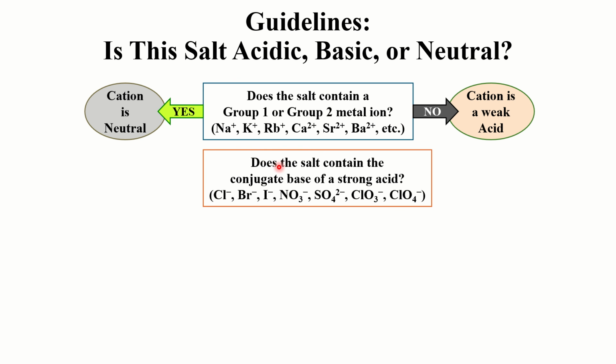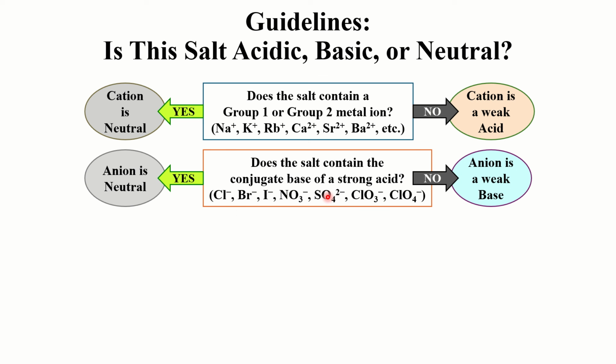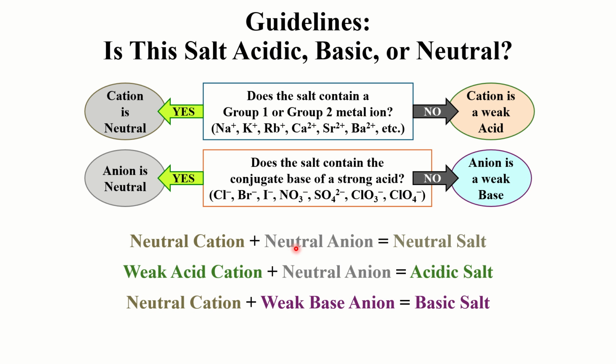Similarly, you can analyze that salt and look at, does that salt contain the conjugate base of a strong acid? If yes, the anion is neutral. So here are the 7 conjugate bases of these 7 strong acids. If no, you can assume the anion is a weak base. If you have a neutral cation and neutral anion, you've got a neutral salt. If you have a weak acid cation and a neutral anion, you have an acidic salt. If you have a neutral cation and a weak base anion, you have a basic salt.